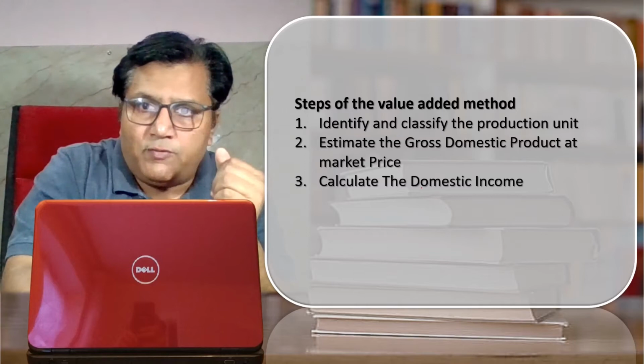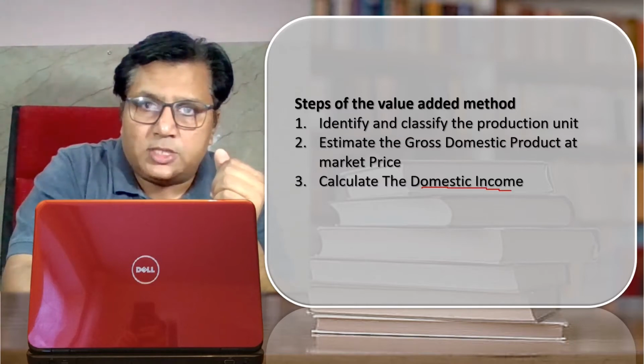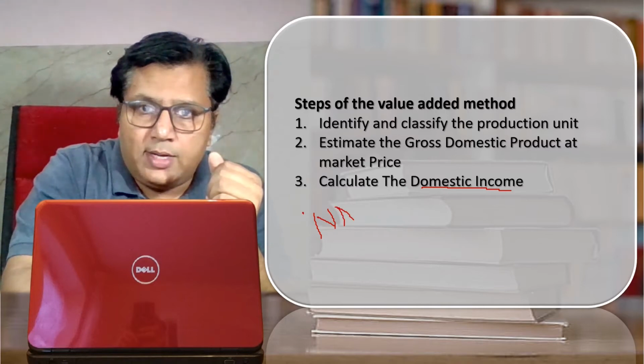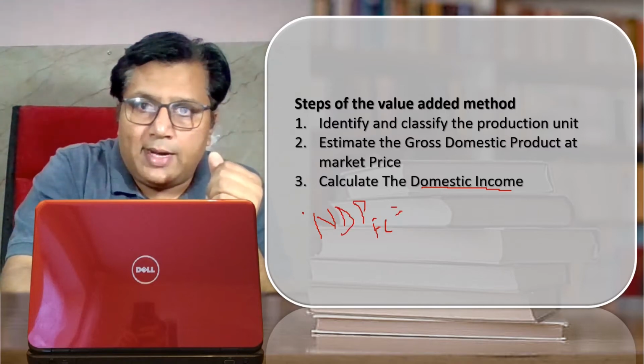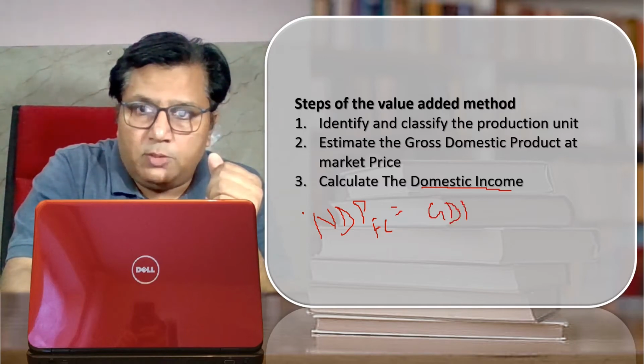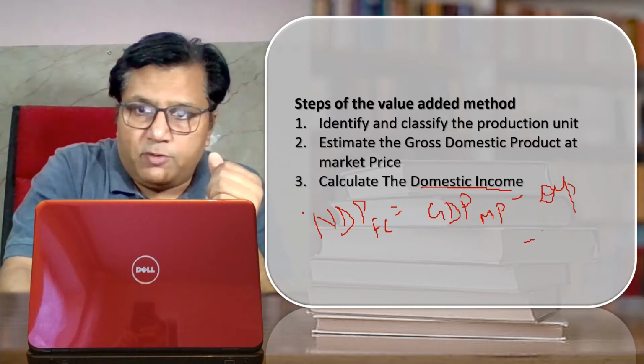Under the third stage, what we have to do is calculate the domestic income. When I say domestic income, what does it mean? It means that I have to calculate NDP FC. How to calculate NDP FC? That is GDP MP. From the GDP MP, we have to deduct depreciation and we have to deduct net indirect taxes.